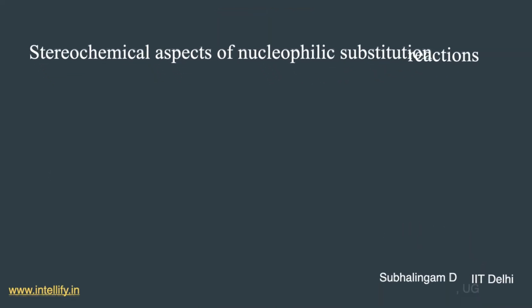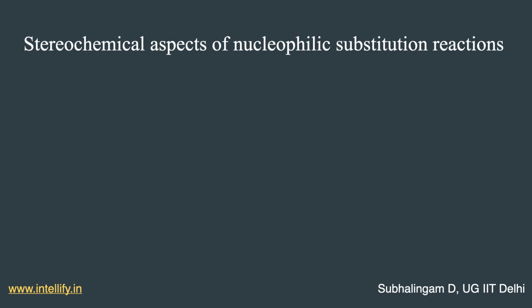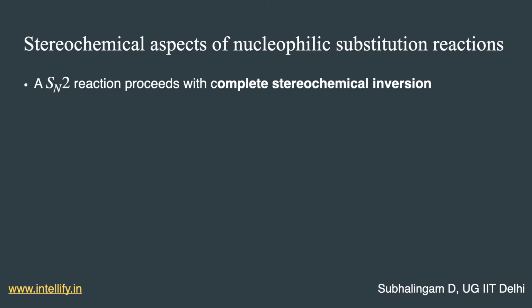Before jumping on to stereochemistry, I would like to highlight two important points that will be the end result of this video. You may not understand it for now, but just remember this. An SN2 reaction proceeds with complete stereochemical inversion, as I had said in the last video. We will look into these terms in detail, and by the end of this video you will understand what these words mean. And this I didn't mention in the last video, but an SN1 reaction proceeds with racemization.